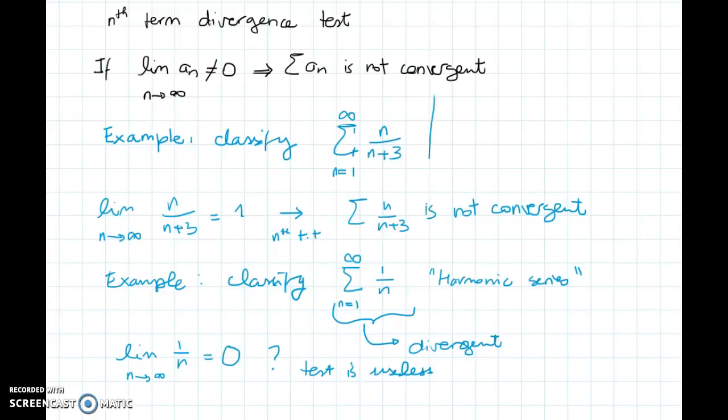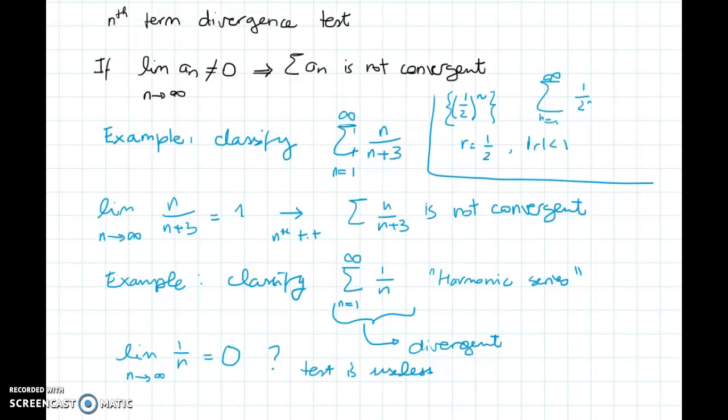But what if, okay, I'm getting a bit messy over here, but bear with me. What if we consider the sequence 1 over 2 to the power of n? This is a geometric sequence, and let's say we want to classify the associated series. We can write it like this. Because it's a geometric series and the common ratio r is 1/2, which is in absolute value less than 1, then we know that this one is convergent.